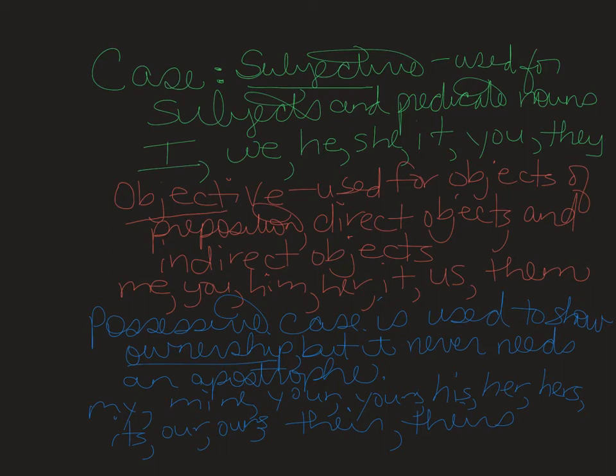Just remember, with possessive case pronouns, they are possessive by identity, meaning they do not need an apostrophe to show ownership. Nouns need apostrophe to show ownership, but possessive case pronouns do not. If you write the word it apostrophe s, you're not showing ownership or possession. You're using the contraction for it is, okay? So possessive case pronouns, again, never need an apostrophe. They do show ownership. Examples are my, mine, your, yours, his, her, hers, its, our, ours, and their, theirs.